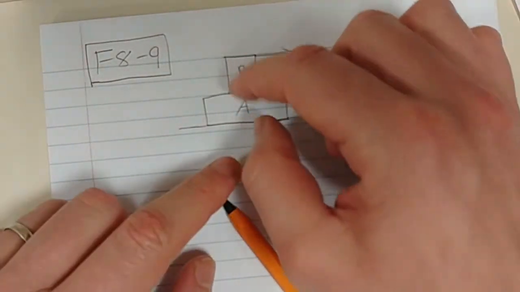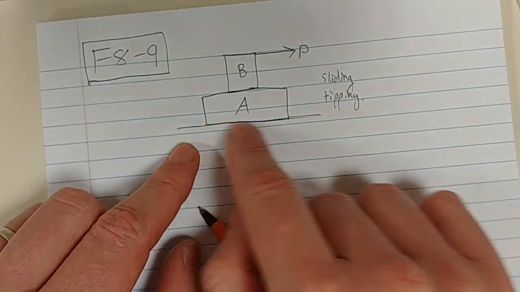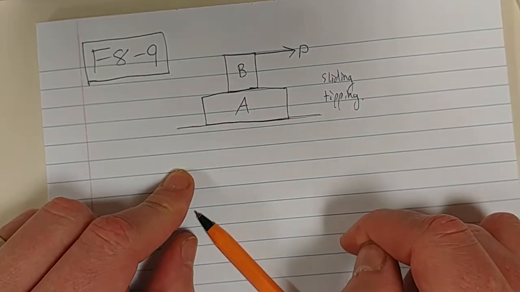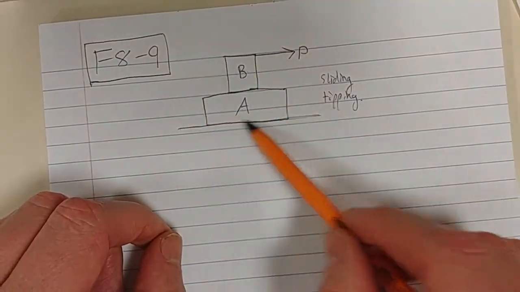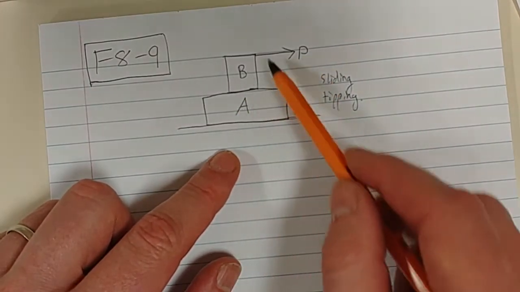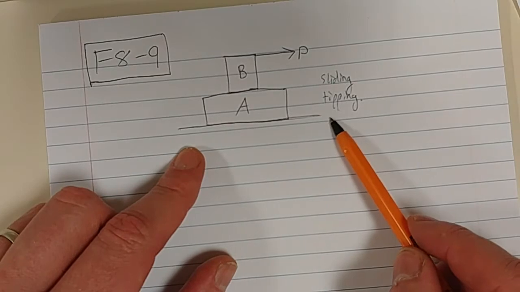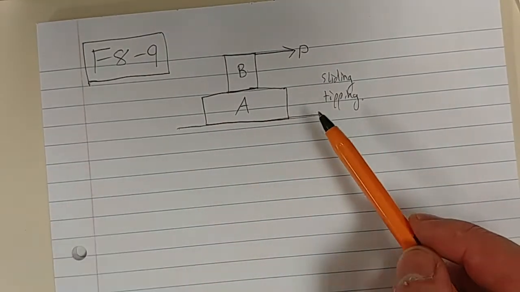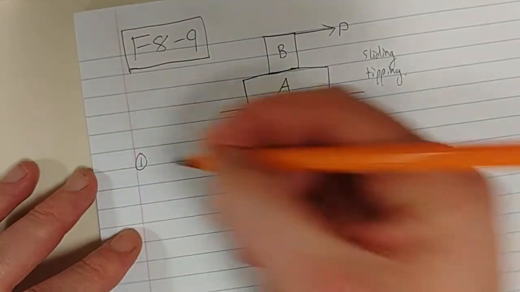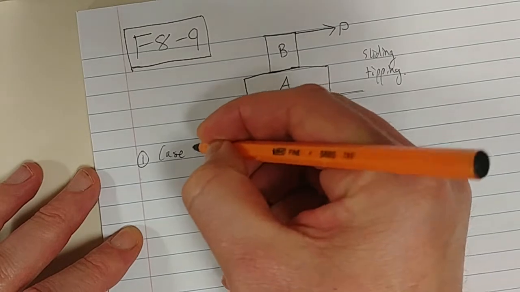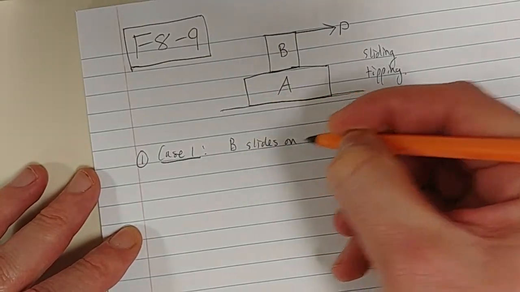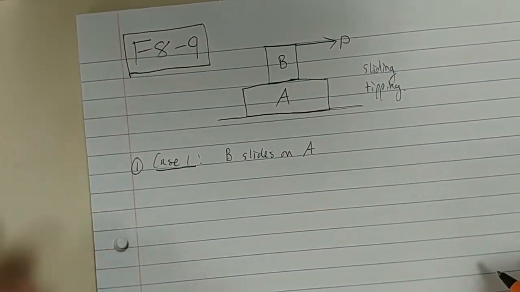And the third one is B and A move together, and this whole system slides between A and the floor. That means this acts as one. If I apply P, B does not move relative to A, but this whole thing moves relative to the floor, which essentially means A moves relative to the floor. So we've got these three cases. Let's consider case 1: B slides on A.